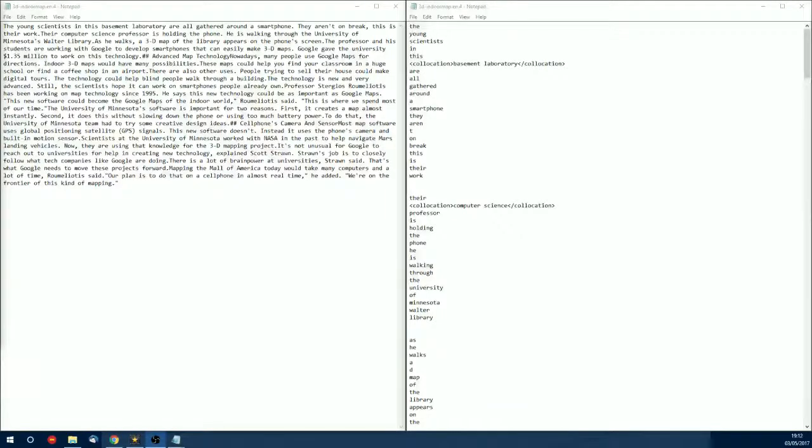The ranking of the potential collocations is then used for annotation of collocations in the base corpus, which is then used for complex terms identification of single terms and collocations. On the screen, we can see the differences between the original corpus and the corpus which has annotated collocations. The first sentence says, "The young scientists in this basement laboratory are all gathered around a smartphone." On the right-hand side, in the annotated version, we can see basement laboratory and computer science tagged as collocations. These are pretty satisfying results.